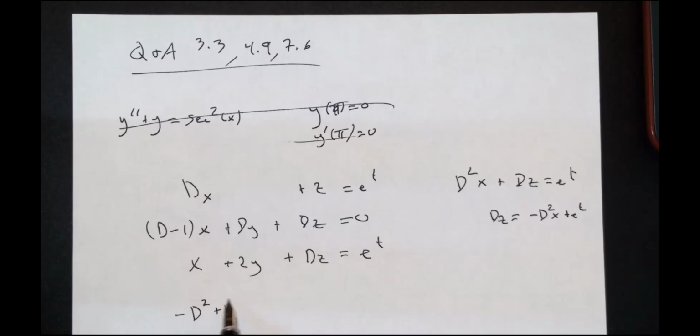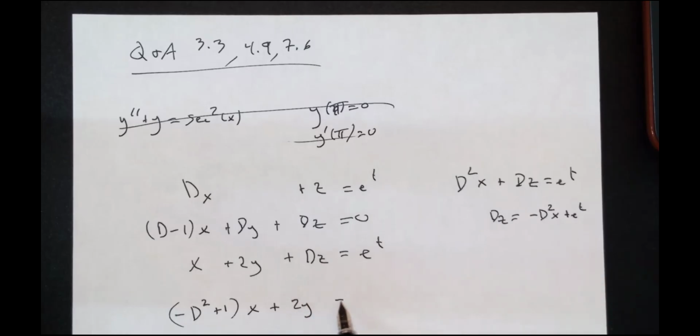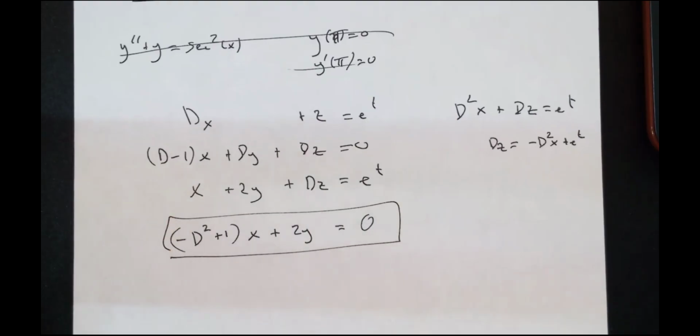minus d squared plus 1 x plus 2y. And then the e to the t cancels and I get a 0. So now I have an equation that's just an x and y. Okay. What else can I do? So, and then the derivative, and then plug those two that I have into the second equation.